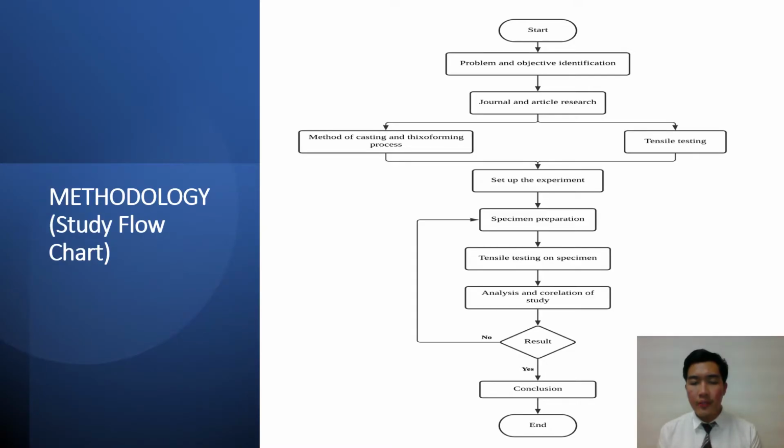This is the flowchart for my methodology in this research. First, I will start with problem and objective identification. After that, I will do journal and article research to understand more about casting, THIXOFORMED, and tensile testing process. Then, I will set up the experiment and also do the specimen preparation. Once the specimen has been made, it will undergo tensile testing, and after the result has been found, I will finish with the conclusion.